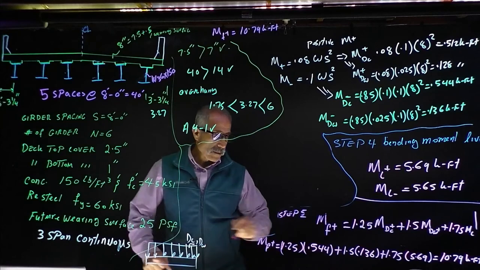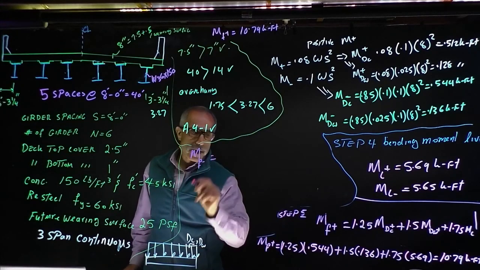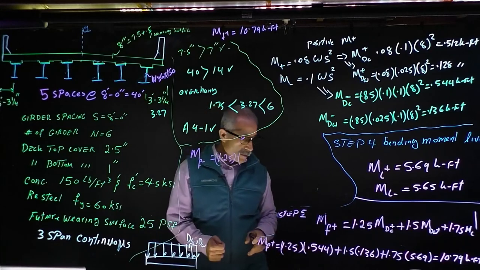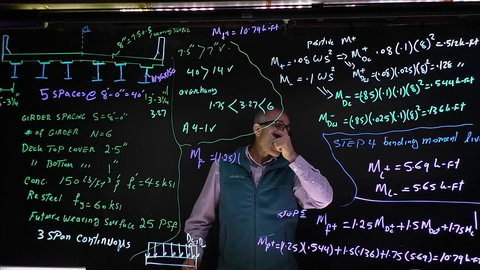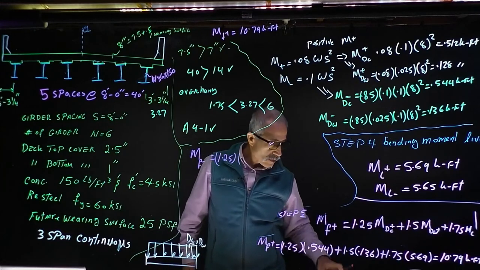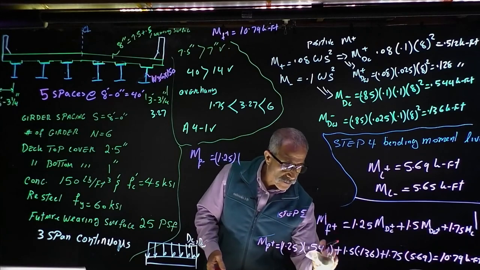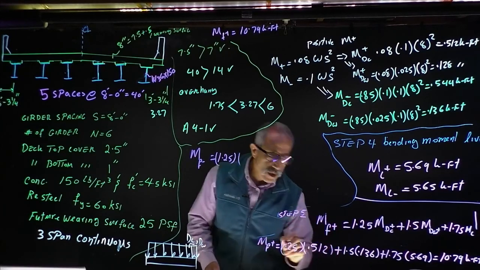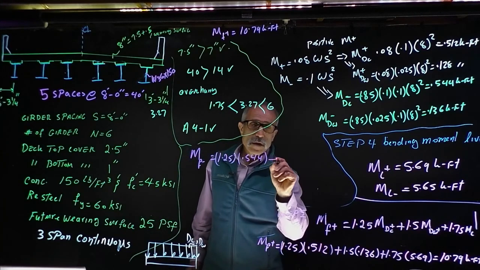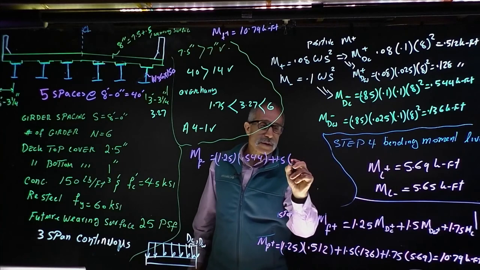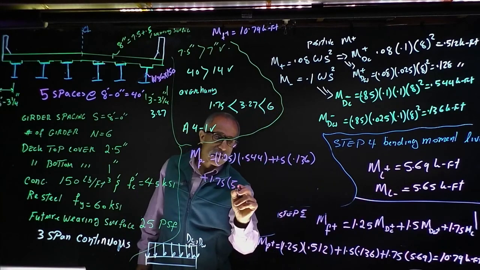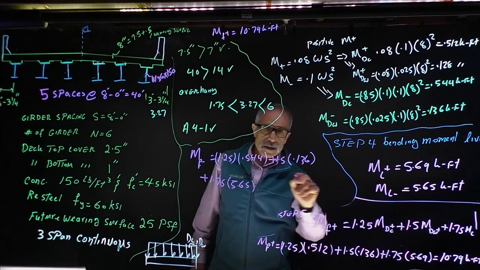Continue, we're going to go ahead with the MF negative, and the same factor is going to apply, so it's going to be 1.25 multiplied by MD negative, which came out to 0.544. The other one should have been, that's wrong, that's 0.512, and this should be 0.544. That's better. And then we're going to have plus 1.5 times the negative DW, which came out to 0.136, plus 1.75 times negative live load, which came out 5.65. And that's correct, I checked to make sure I got that right.